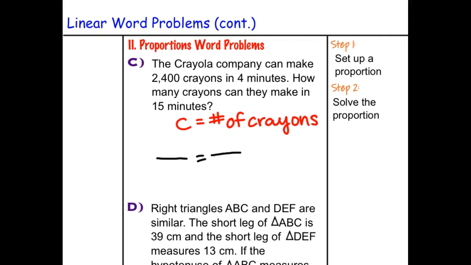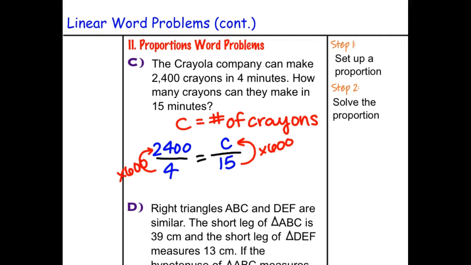We've got 2,400 crayons, and we can make those in 4 minutes. And it says how many crayons, which we don't know, can they make in 15 minutes? I see a relationship heading towards the variable: I can take 4 times 600. Some of you are going, how did you know that? Well, 24 divided by 4 is 6, and there are 2 zeros on the end, so 600. So if I multiply by 600 here, I'm going to get C.